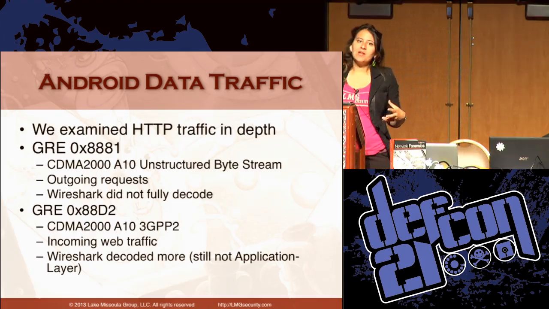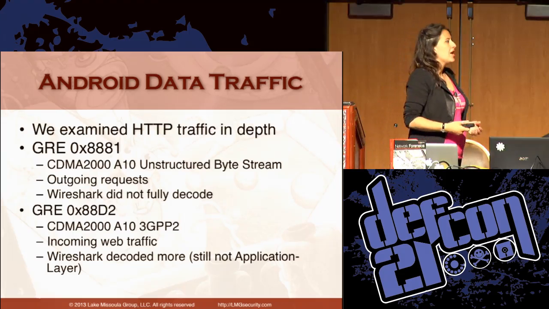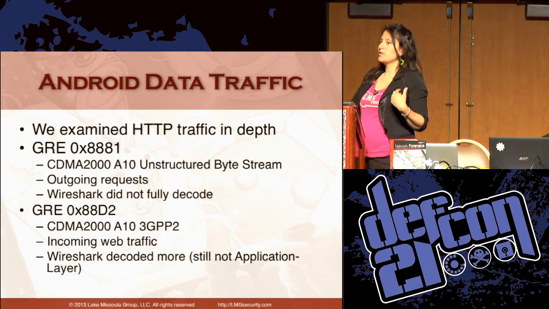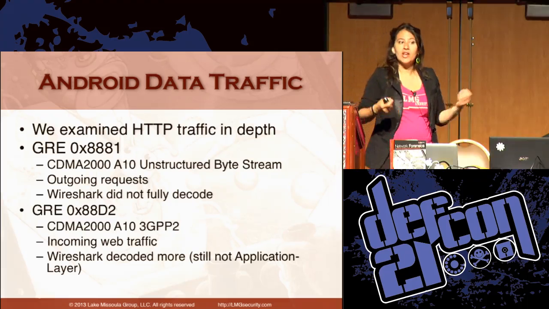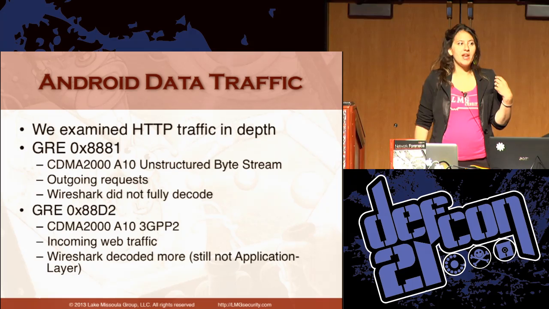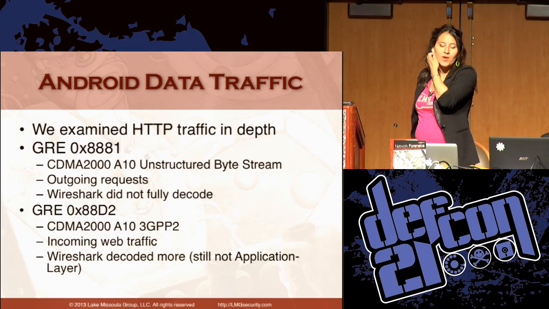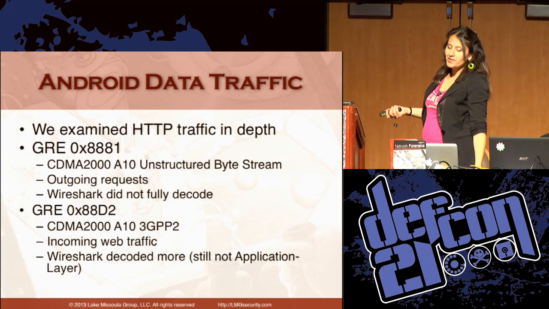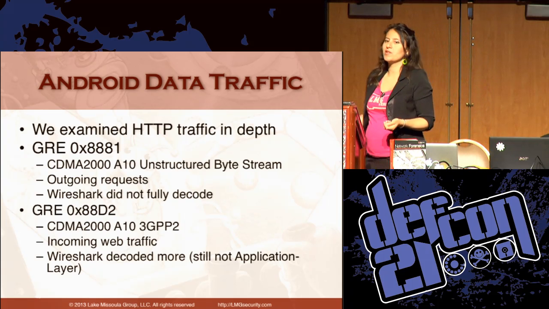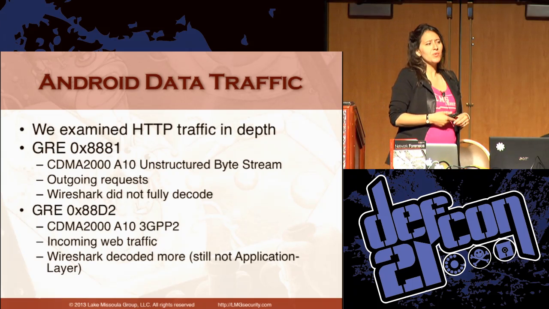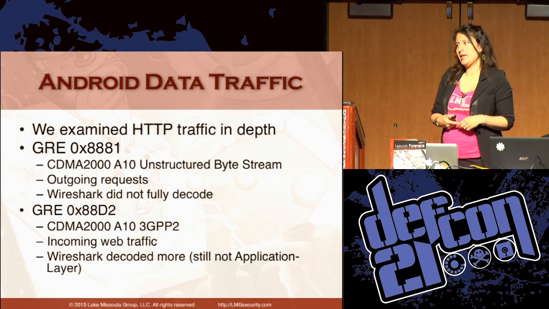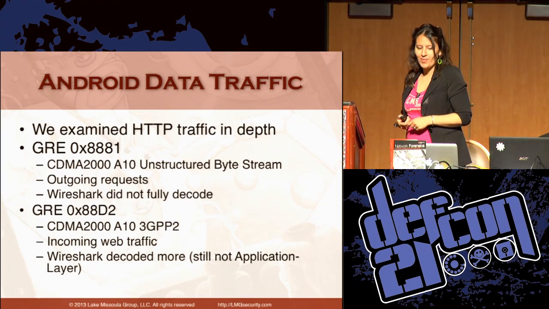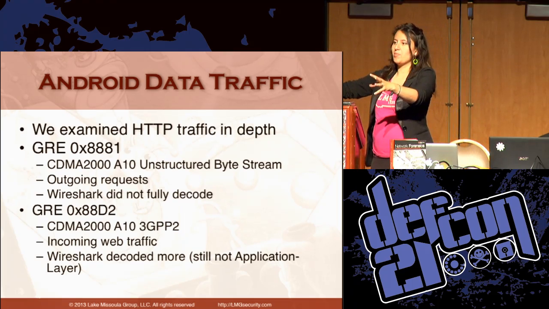We ended up examining the Android data traffic most of all, and that's because the malware that we're using, Android.Stels, actually transmits signals back to the attacker over HTTP. So we wanted to be able to pull out that HTTP traffic and analyze it and figure out how the bot was working. There were two kinds of GRE packets that we saw, and Wireshark was dissecting them differently. This was a default version of Wireshark. There was GRE type 8881, which is not the one I like. It is a CDMA2000 A10 unstructured byte stream packet, and this was used for outgoing HTTP requests.